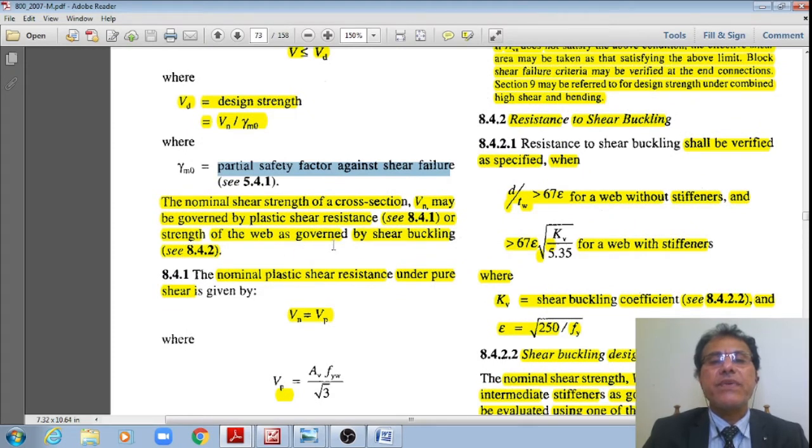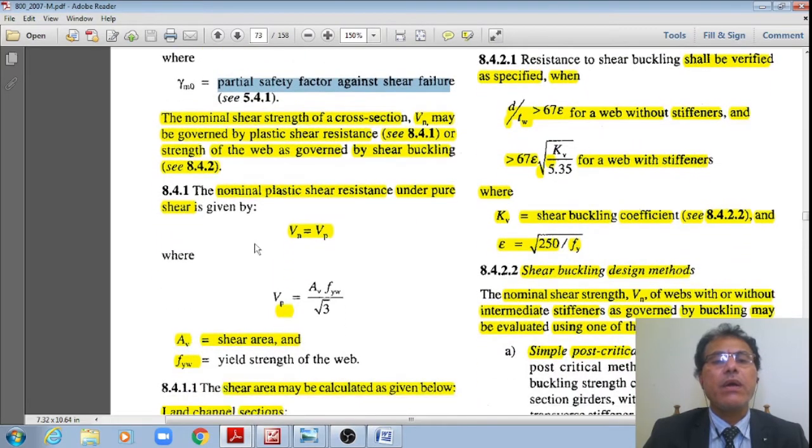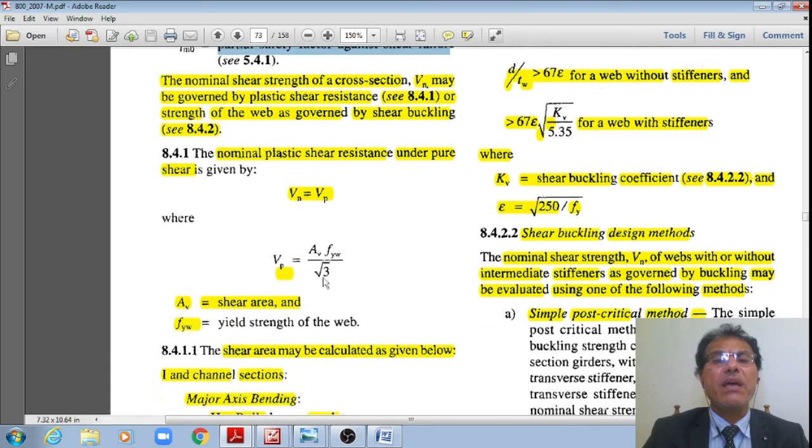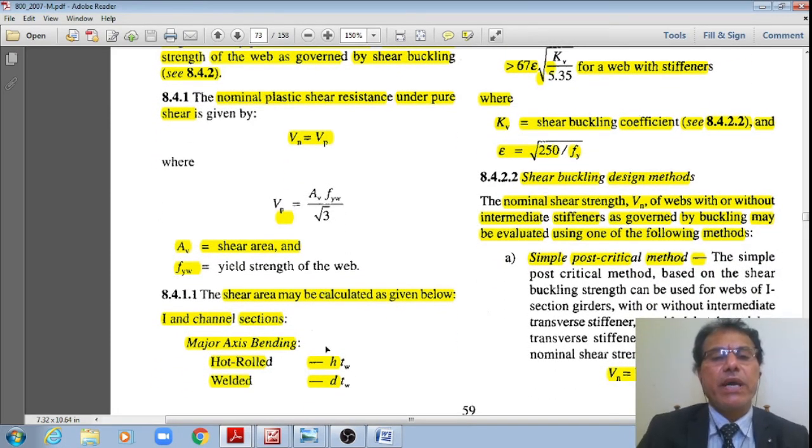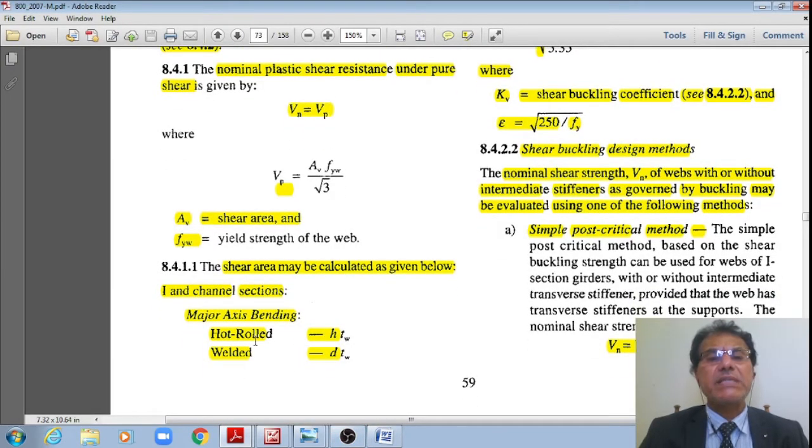The nominal shear strength of a cross section Vn may be governed by the plastic shear resistance or the strength of the web as governed by shear buckling as per clause 8.4.2. However, the nominal plastic shear resistance under pure shear is given by Vn equal to Vp equal to Av divided by root 3 times Fyw, where Av is the shear area and Fyw is the yield stress of the web, right? Next, the shear area will be calculated as given below for I sections and channel sections.